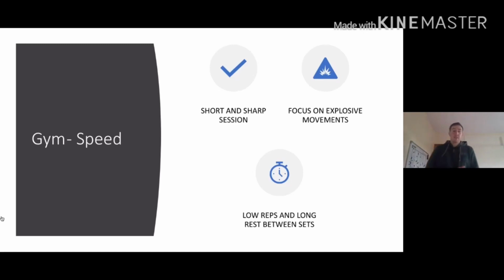In terms of the gym session then, the day after that, it has to be short and sharp. We don't want players hanging around all evening. It's going to be a focus on explosive movements, so it might be a 30-minute session, and you'd work on maybe 3 sets of 3 reps at 40 to 60% of one rep max. So you'd have long rest periods in between the sets. We want to recover. If we're training for speed and power, we need that long recovery time.